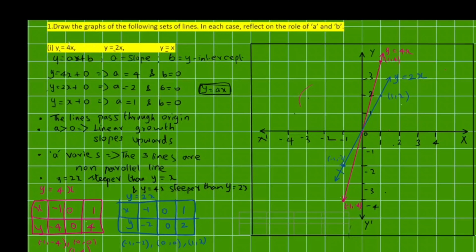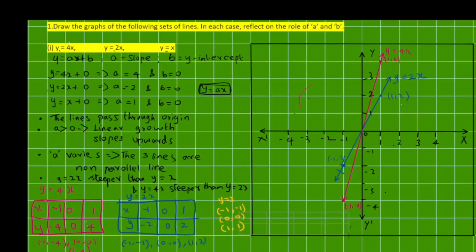Now take the next line, that is y is equal to x. The third line, y is equal to x. So easily you can get the coordinate points. If x is minus 1, y is also minus 1. If x is 0, y is also 0. If x is plus 1, y is also plus 1. So these are the 3 points.